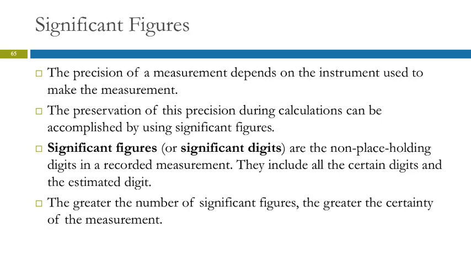So what we identify as a significant figure, sometimes called a significant digit, are the non-placeholding digits in a recorded instrument measurement. They include all of the certain digits and the first estimated digit, one estimated digit. So when we make a measurement correctly, all those digits are going to be significant. When you have more significant figures, you have more certainty that your measurement is good. So more sig figs is good.